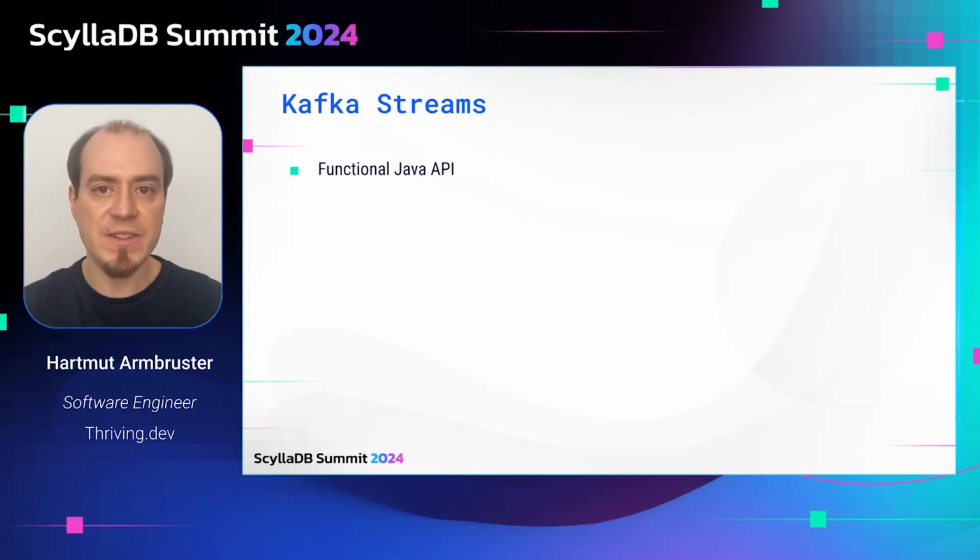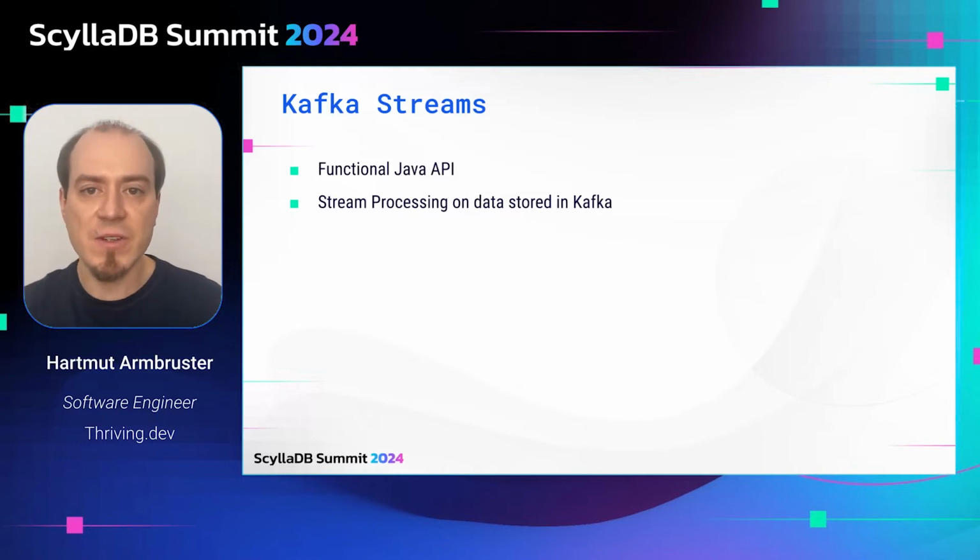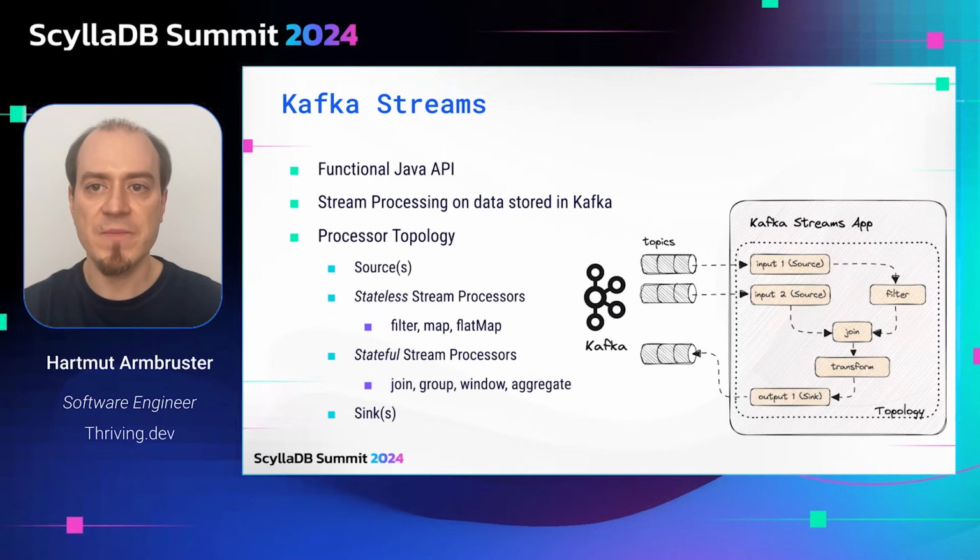Kafka Streams is a Java library to write applications to do stream processing on data stored in Kafka topics. The business logic is defined through a processor topology that makes up the data flow. There are three types of processors: source, stream, and sink. Sources and sinks are Kafka topics, while stream processors can be categorized into basic operations such as filter, map, flat map that are stateless in nature, and stateful ones such as join, group, window, or aggregate.